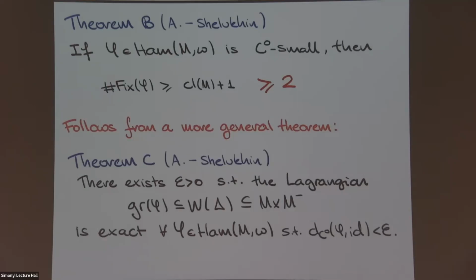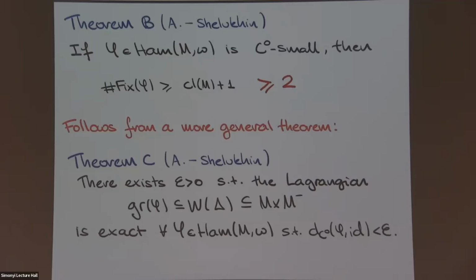Fix some Weinstein neighborhood of the diagonal in M cross M. Now for sufficiently C0 small Hamiltonian diffeomorphisms, its graph is going to lie in that Weinstein neighborhood. So in particular, it's going to correspond to some Lagrangian submanifold of a codisk bundle. Now you can ask, well, is this Lagrangian exact? Of course, if the whole path lies inside of the Weinstein neighborhood, then it's going to clearly be exact because Hamiltonian diffeomorphisms have zero flux and everything is going to follow from that.